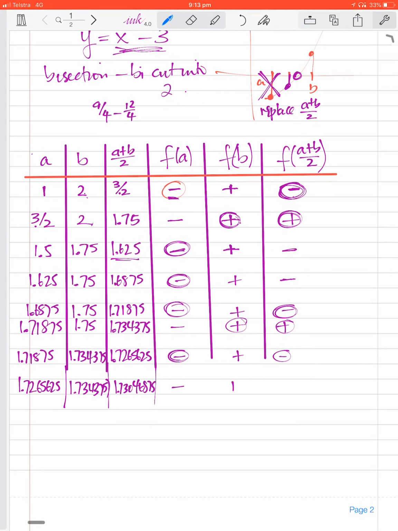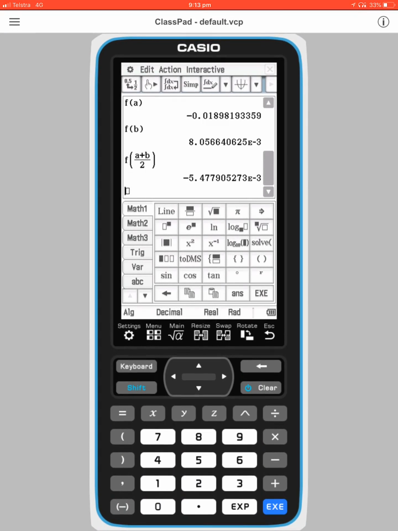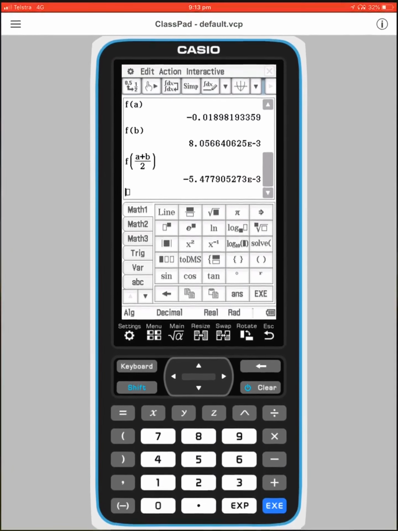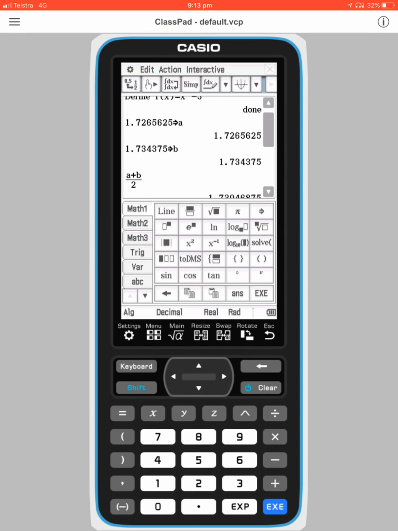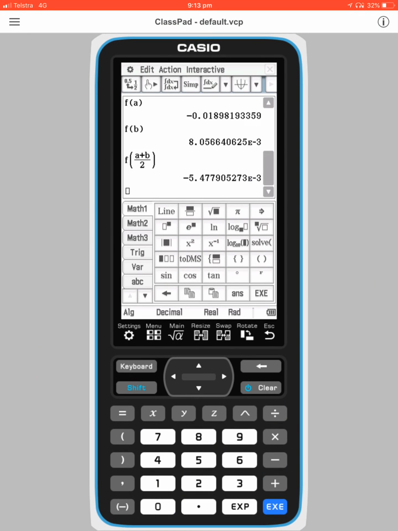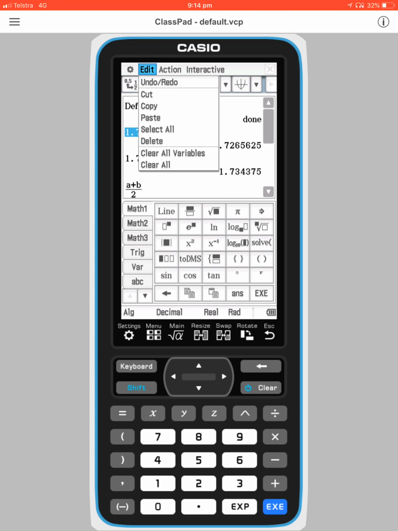Okay, we know that's negative, that's positive. And this one I had a look before, it is negative, but it's getting really small. So here, because it's negative, we replace A with 1.73046875, and here I've got 1.734375. If we find the midpoint over here, okay, so because it was negative, we want to replace the left-hand side, so edit, paste.